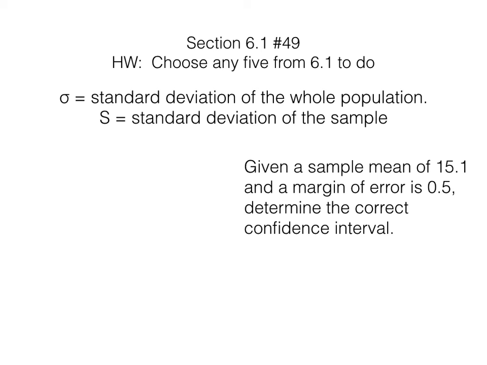And now one of the teachers who teaches statistics gave me a typical problem that could be asked on a test. And the typical problem could be something like this. Given a sample mean of 15.1 and a margin of error of 0.5, determine the correct confidence interval. And so can you see we could get our answer pretty directly of 14.6 comma 15.6? Yes. I hope that helps.